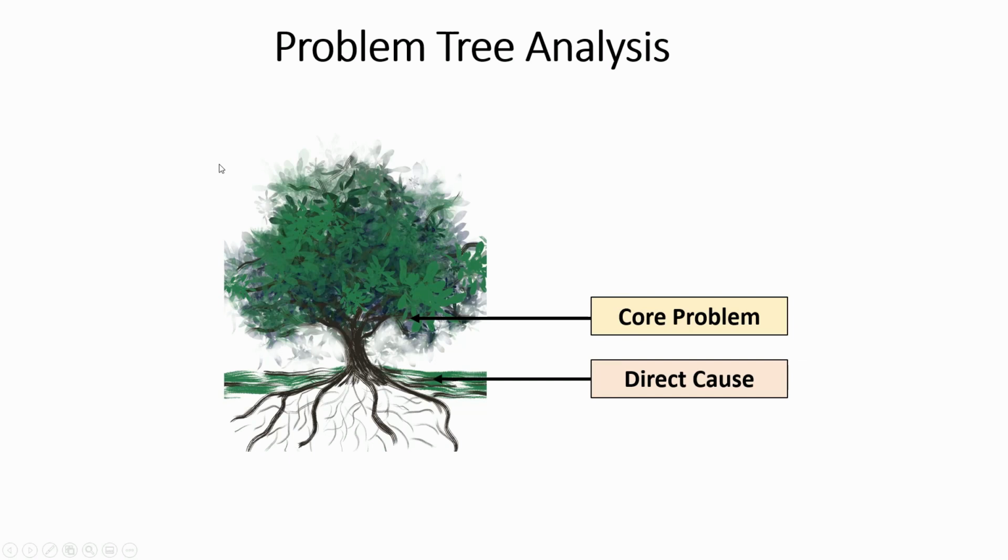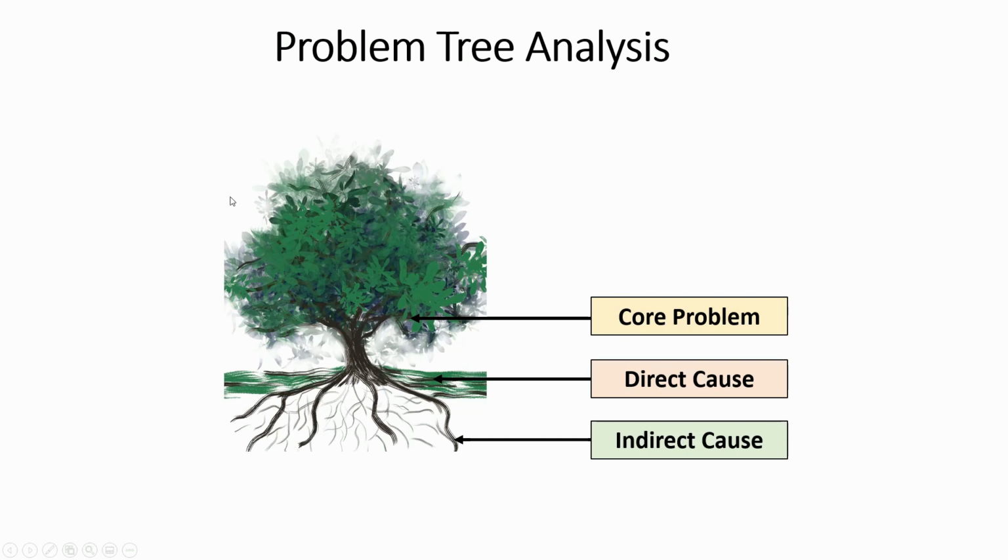And then we've also got our direct causes. So the direct causes are the big roots of the tree. Right? These are the things that are directly contributing to the core problem. So if we think about the core problem and what we ask, remember in the self-guided tutorial and also in our introductory video, we talked about asking why. So we ask why the core problem exists and the direct reasons why the core problem exists. These are the direct causes.